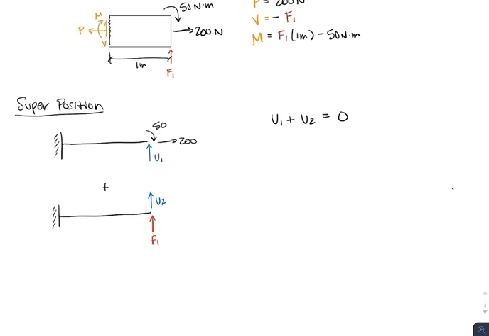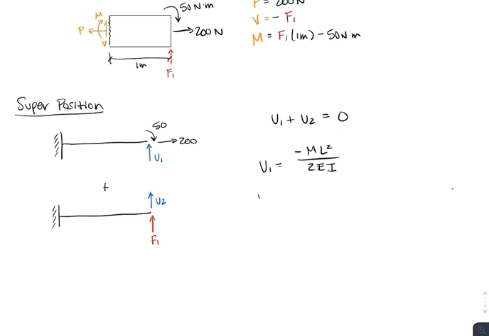So if we look at U1 first, what's that going to be? When we have an applied moment like that, it's going to give us a vertical deflection that's actually going down, and the value of that is going to be a negative ml squared over 2EI. You should be able to get this equation off of your equation sheet, or you can look it up online. This is just for a cantilevered beam with a moment applied at the end.